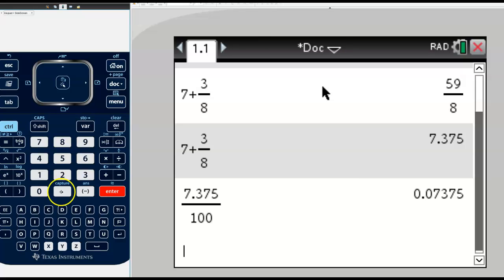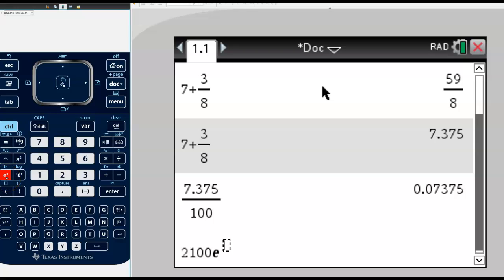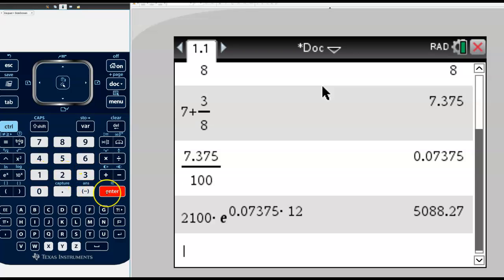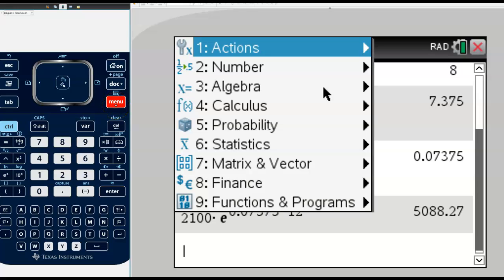So let me enter 2100. The e button is on the same line as 1, 2, 3, all the way to the left. And it's 0.07375 times 12. And you're going to carry that out to lots of decimal places. I don't know why it's only coming out to 2. Let's check my calculator settings.